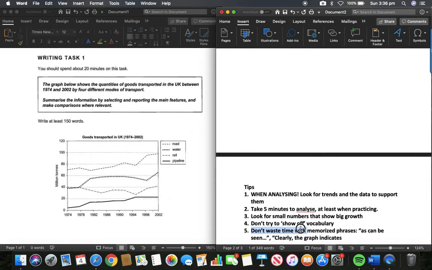Finally, I will also say don't waste your time with these phrases which are very popular. For example, as can be seen in the graph, or clearly the graph indicates. Now, just to be clear, it's not wrong to use it, but I have 2 problems with it. The first is that you're spending time memorizing language that doesn't actually help you do anything. If you include this or not, it shouldn't make a big impact if you're trying to get a high score. Now, if I'm teaching someone to get a 5, yeah, maybe I'll do this.